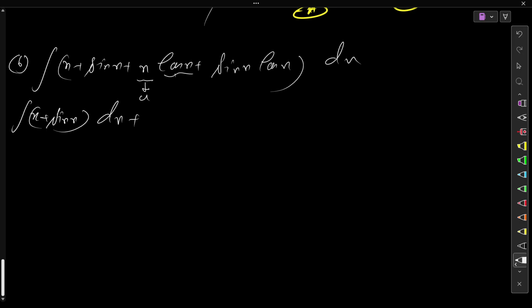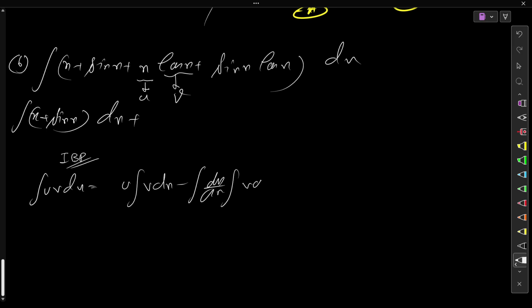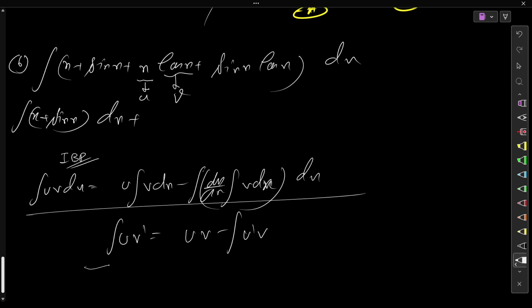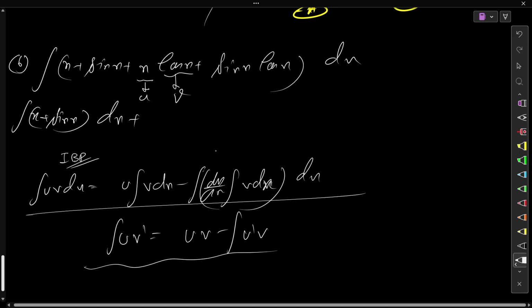Taking this as u, taking this as v, and if you have forgotten it, I'm writing it down again. I'm doing nothing else, but integration by parts. So this could be written as u times the integral of v dx, minus the integral of (du by dx times the integral of v dx) dx. This is integration by parts, or else sometimes people write it as uv' minus u'v integration. Anything that you write there is your choice.